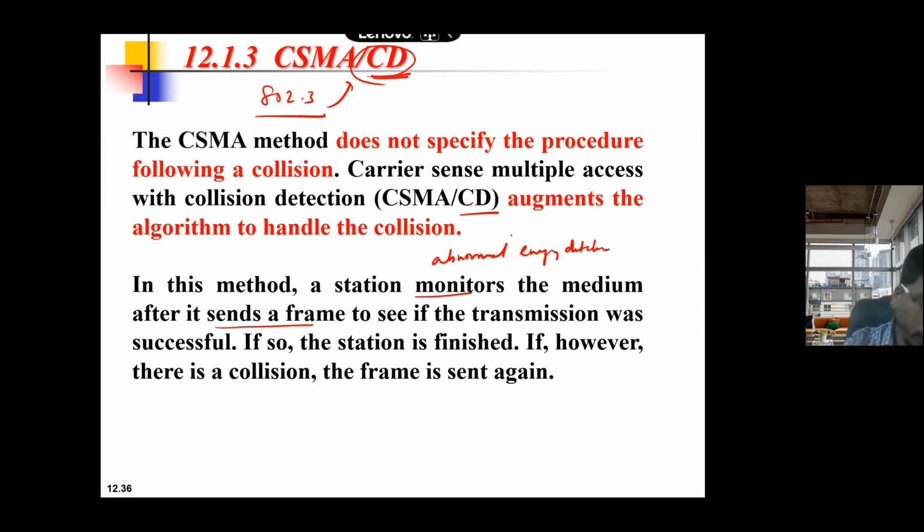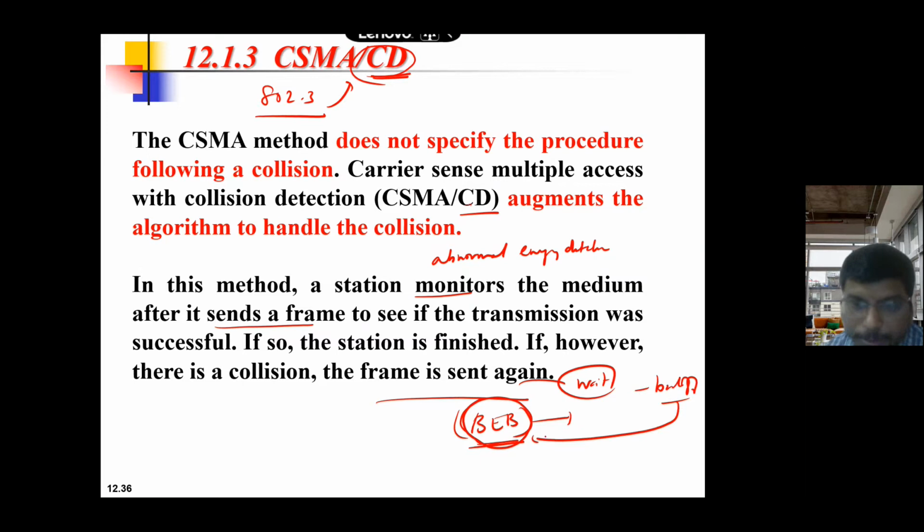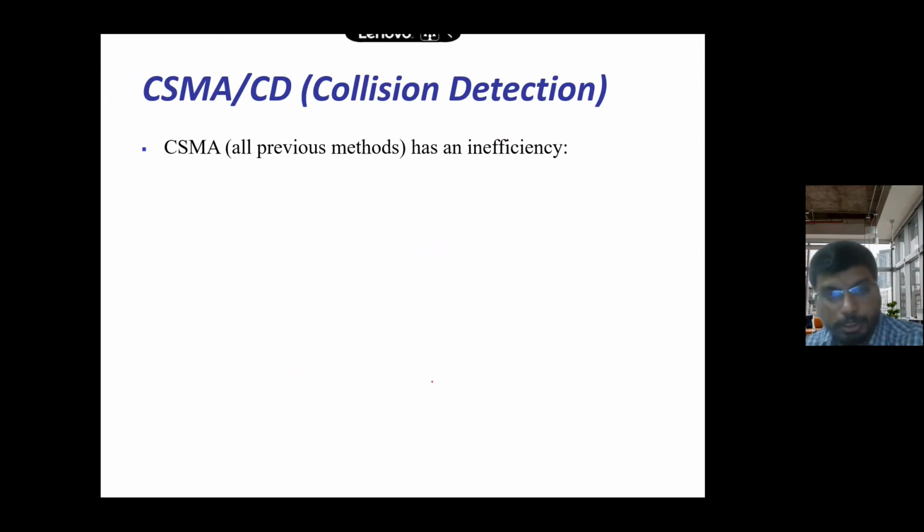So when that abnormal increase in the voltage level happens, you can stop and resend after running your BEB algorithm. If you remember, the BEB algorithm was used in Aloha and Slotted Aloha. All random access protocols started to use this binary exponential backoff algorithm, because they wait for a random amount of time, they back off. So we'll understand this mechanism in the flowchart that comes in.